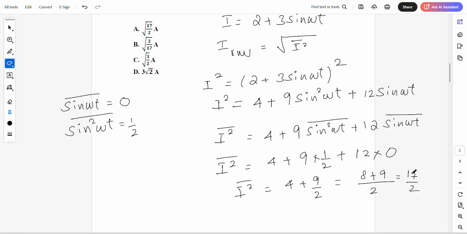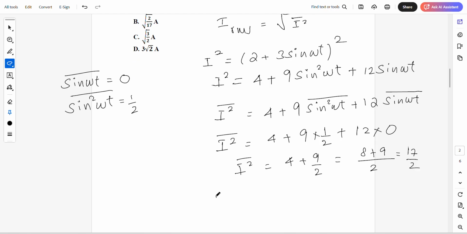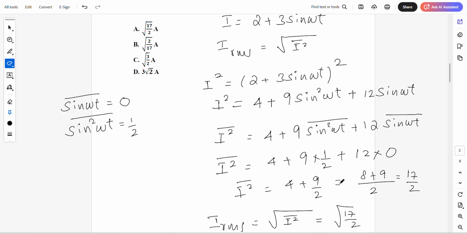What is IRMS? IRMS is the square root of the average of the square of current, which is equal to square root of 17 by 2. Square root of 17 by 2 is the right answer, in amperes. Hope you have understood this.